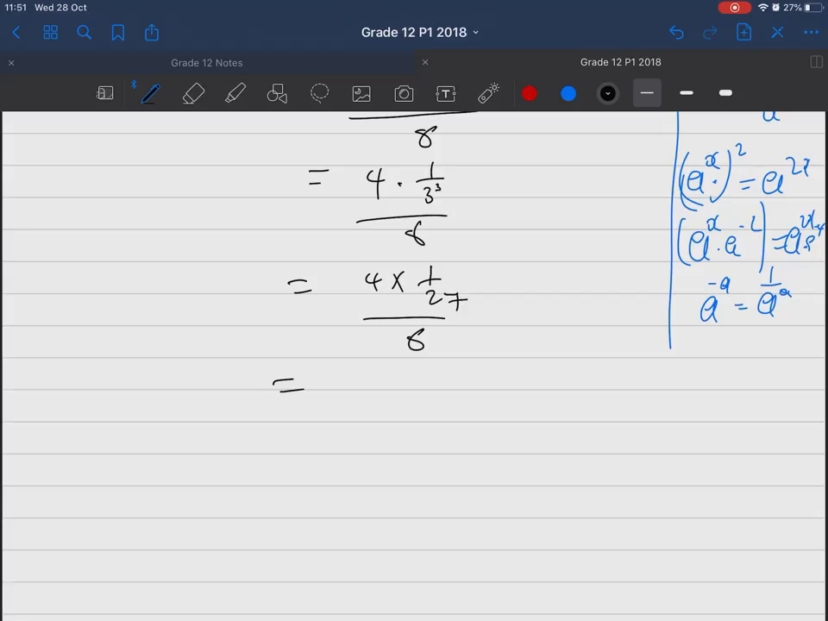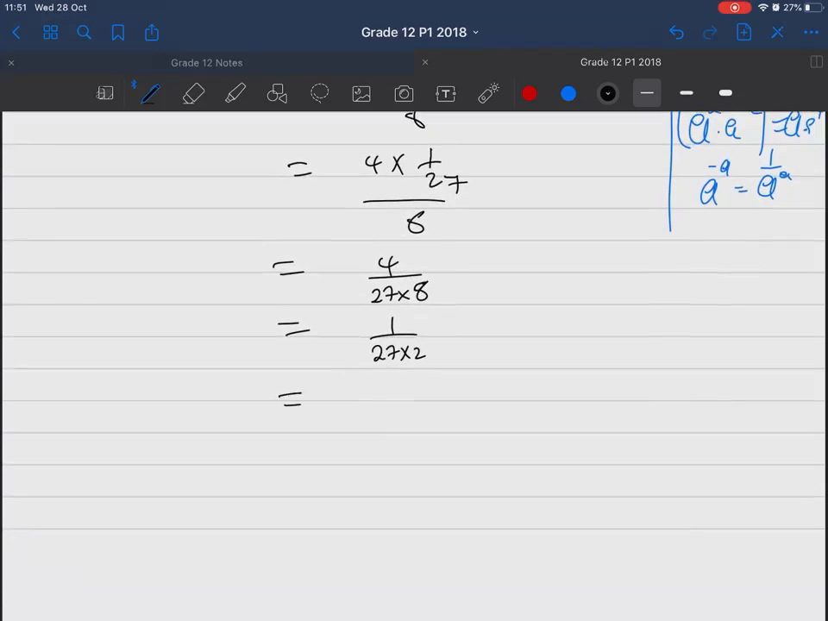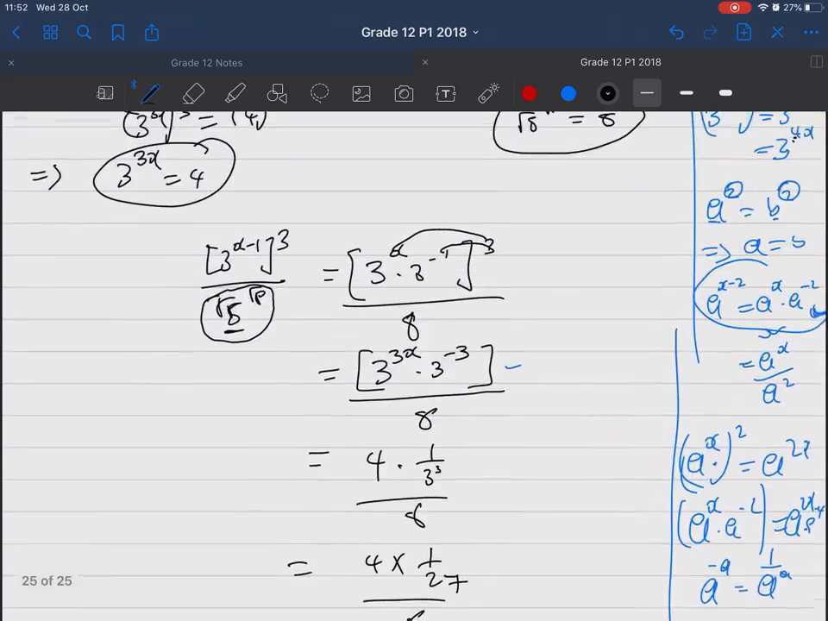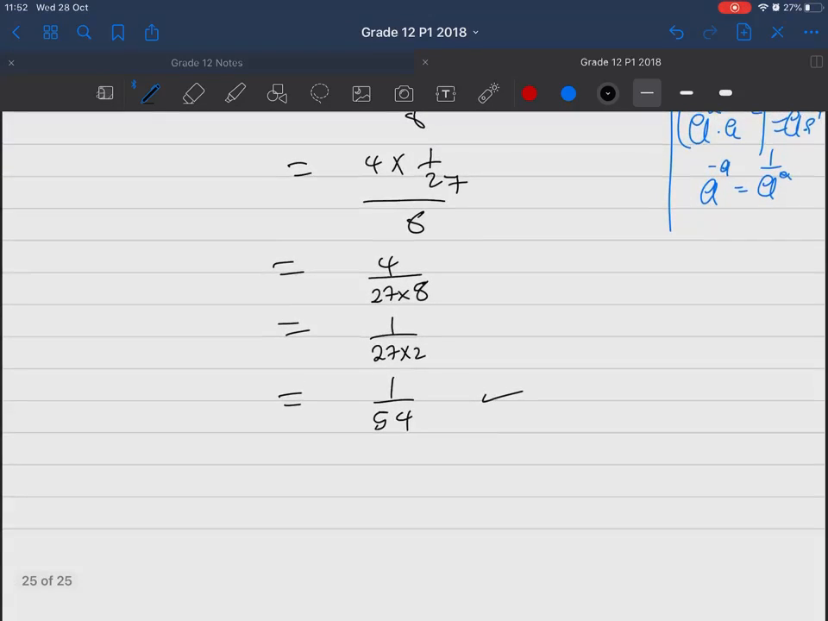Okay, and try to simplify this further. It's going to be 4 over 27 times 8. 4 divided by 8 gives 1 over 27 times 2. And 27 times 2 is 54, not 84. So 54, that's your answer. Okay, simple as that. Thank you.